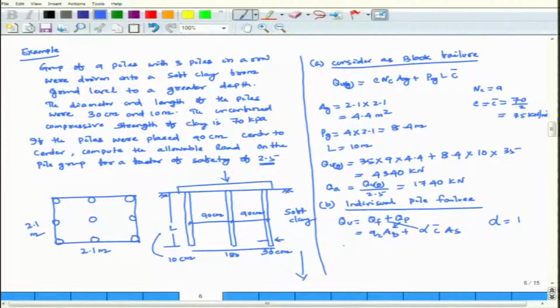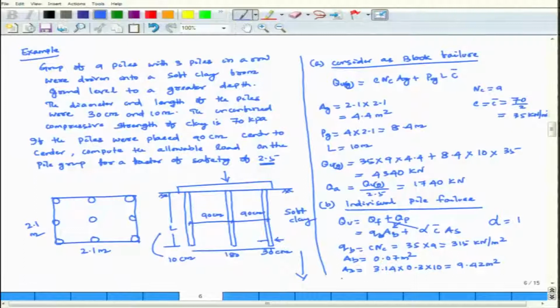So, QU is equal to QB, this is your QB, which is equal to CNC, which is equal to 35 into 9, which is equal to 315 kilonewton per meter square. AB is equal to 0.07 meter square. AS is equal to 3.14 into 0.3 into 10, which is equal to 9.42 meter square.